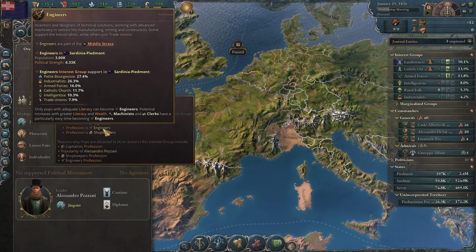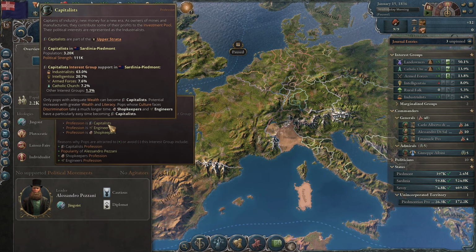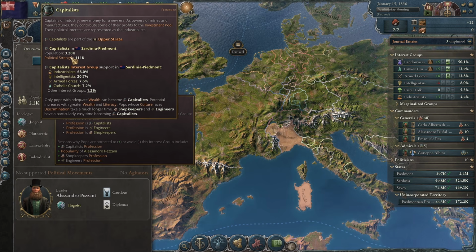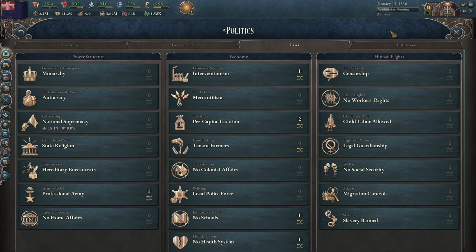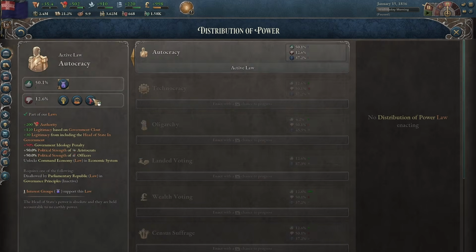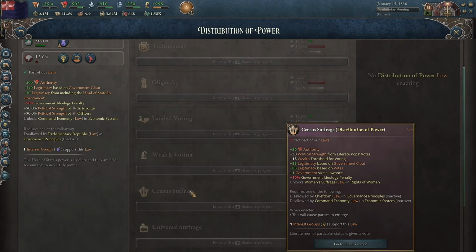26% of the engineers are associated with the industrialists, but these are part of the middle strata, which means they have access to generally less wealth, which means they have generally less political strength. So you can see engineers here have 6.33k political strength, whereas capitalists have 111k political strength. That's something that's a consequence of the nature of your society. The more autocratic your society is, the more that power derives from wealth. The more democratic your society is, the more political power derives from votes.